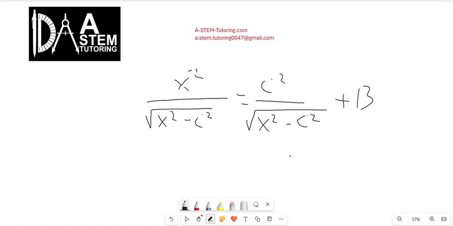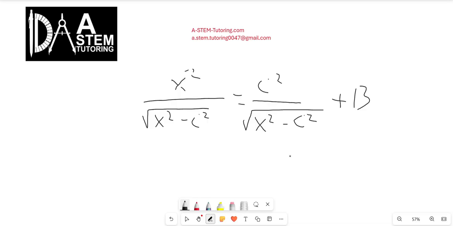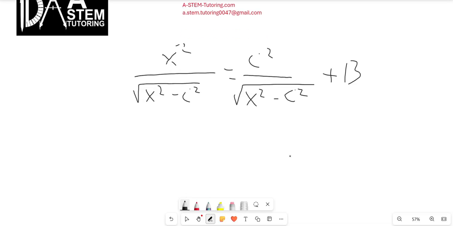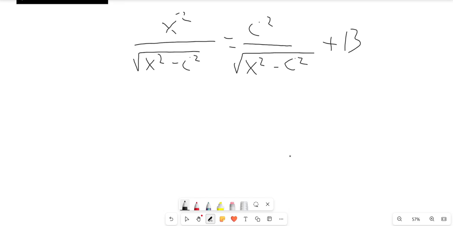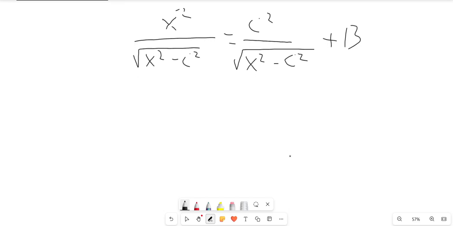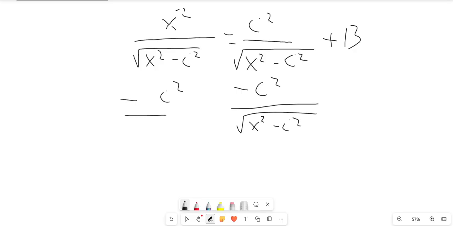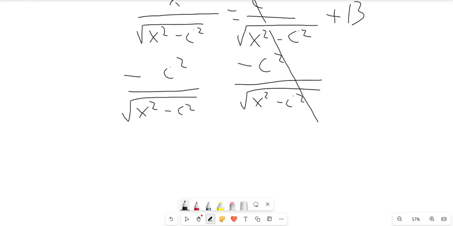So you can see this problem here: x squared over the root of x squared minus c squared equals c squared over that same root plus 13. So how to solve this problem? We can subtract this quantity from both sides. So we're subtracting c squared over the root of x squared minus c squared from both sides. These two items on the left will cancel out. Those two items on the right will cancel out.